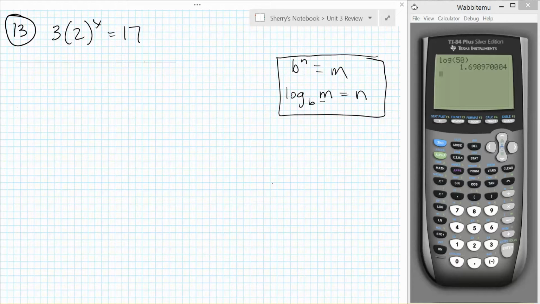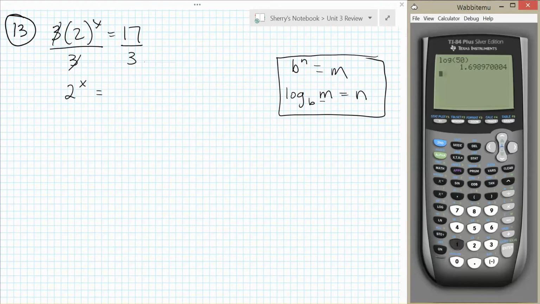So in this case I have a 3 that's being multiplied, so I'm going to begin by dividing both sides by 3 before I try to change forms. Here the 3's will cancel out, and I'm going to be left with 2 to the x power. And on this side, I need to do 17 divided by 3.